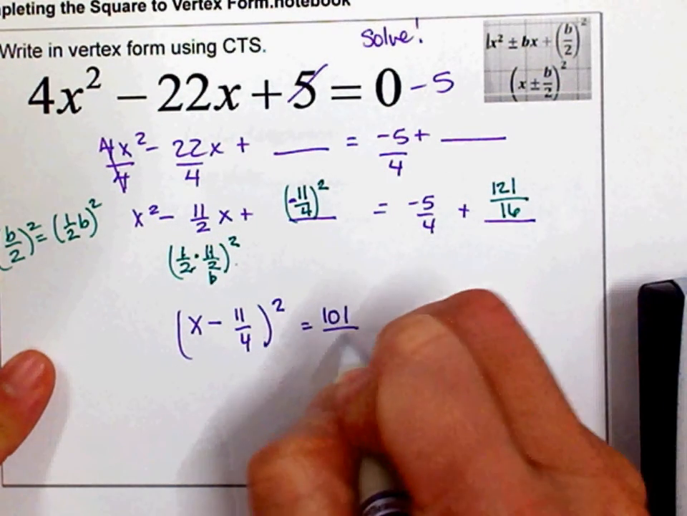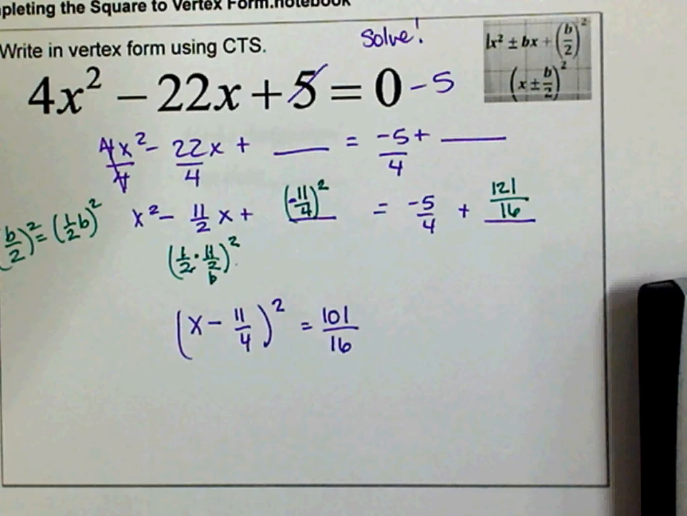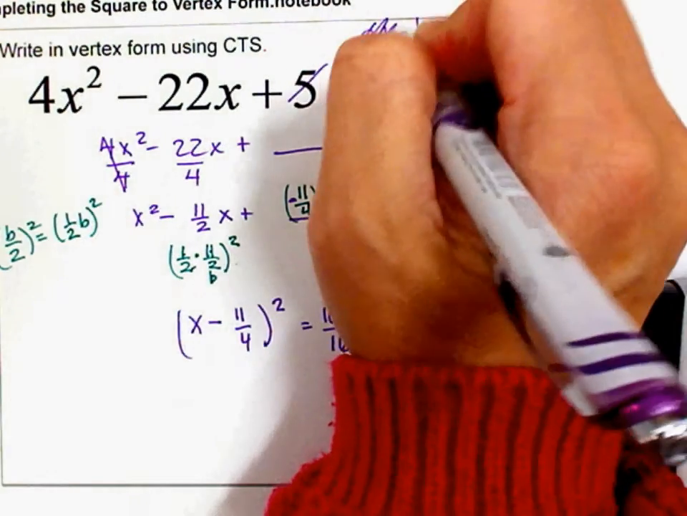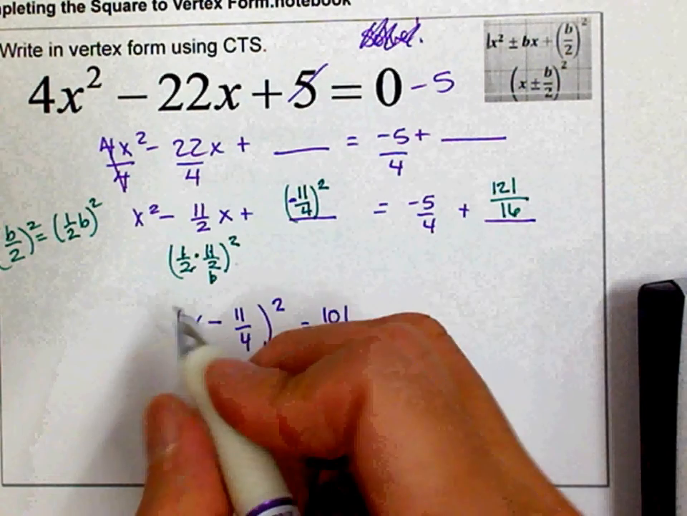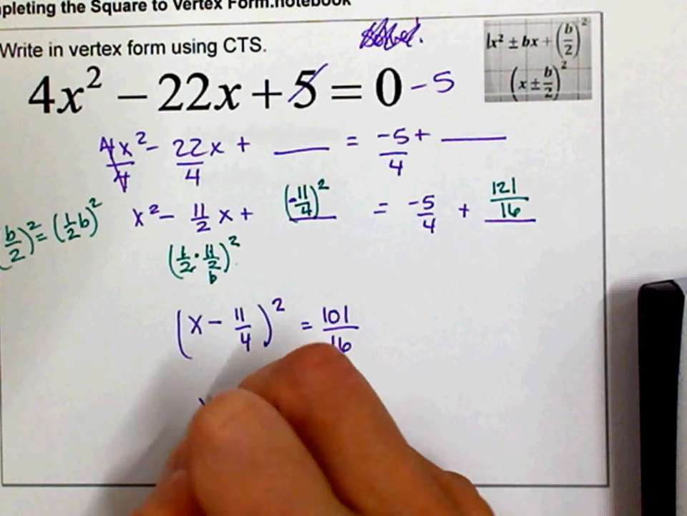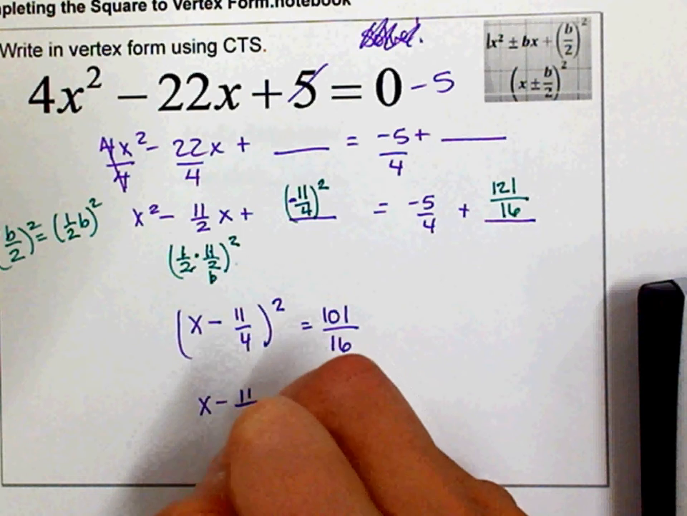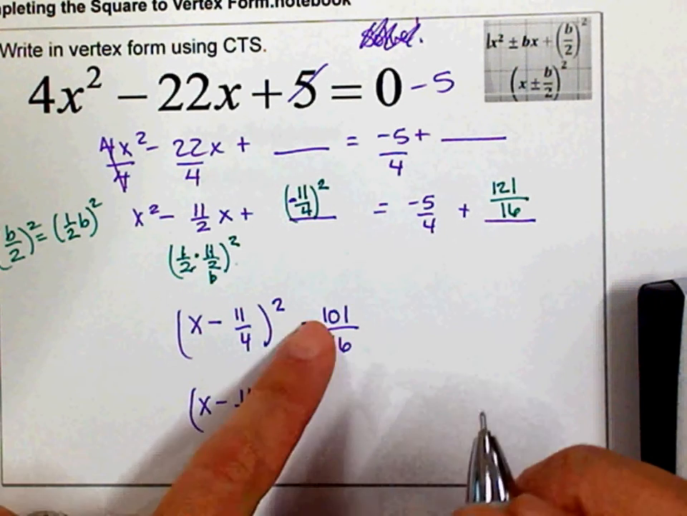Oh, we're not going to solve this one. That's crazy. I'm not solving that one. All right. Write it over. Bring it over. So x minus 11 over 4 squared, instead of plus, it is now minus 101 divided by 16 is equal to 0.